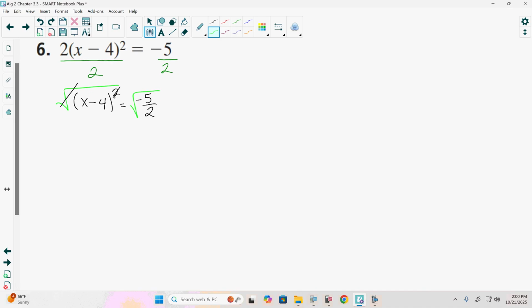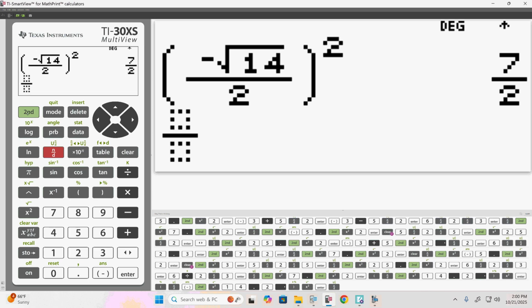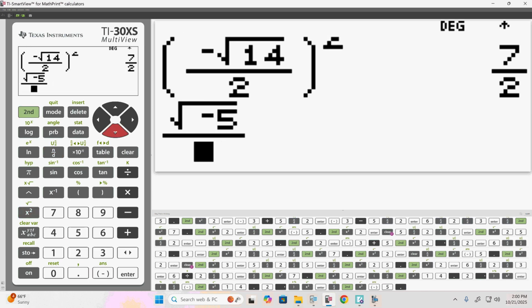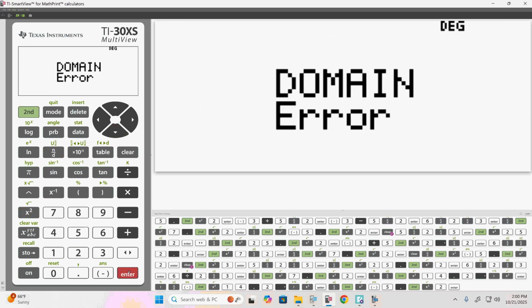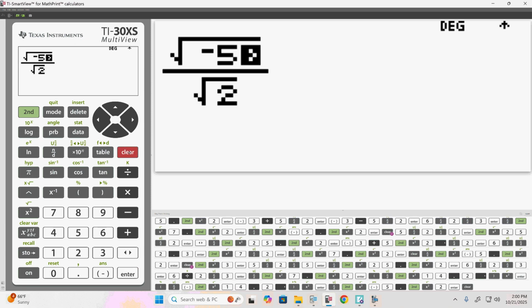And on the left-hand side, our square root and square would cancel, telling us x minus 4 is equal to plus or minus. Well, we need to find the square root of negative 5 halves. So we can break it up into its two parts. We can say the square root of negative 5 over the square root of 2 is a domain error.